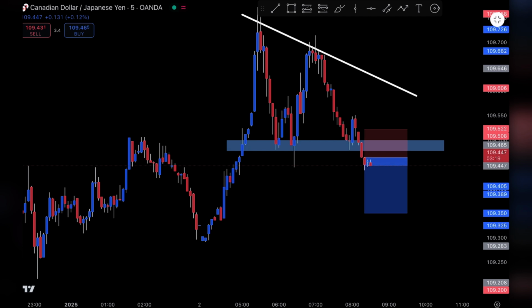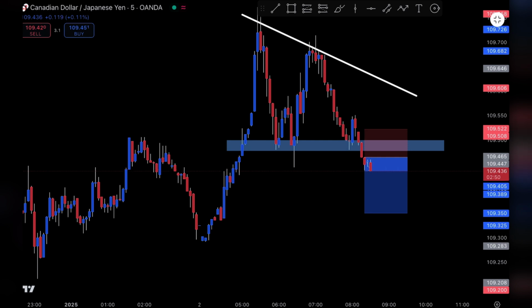Next, I identified this key horizontal level, which was a previous support that had turned into resistance. This zone was critical because it had been tested multiple times, making it a strong area of interest for both buyers and sellers. These two factors, the descending trend line and the strong resistance zone, gave me the confidence to look for a short setup, but I didn't just jump in randomly. I waited for confirmation.